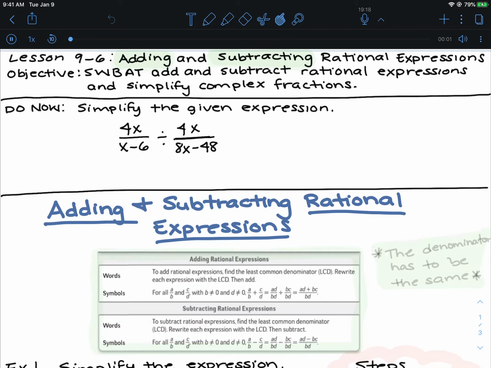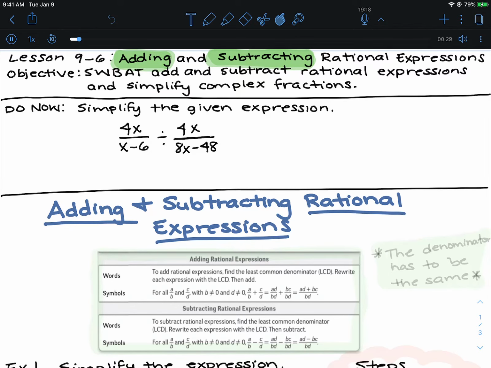Okay guys, so today is going to be lesson 9.6, adding and subtracting rational expressions. Today we're going to begin with adding and subtracting rational expressions, but we are going to start off with somewhat easy problems, and tomorrow we're going to continue with slightly more difficult problems, just so you guys can get the idea of what you have to do today, and how we're going to implement it into tomorrow's problems.